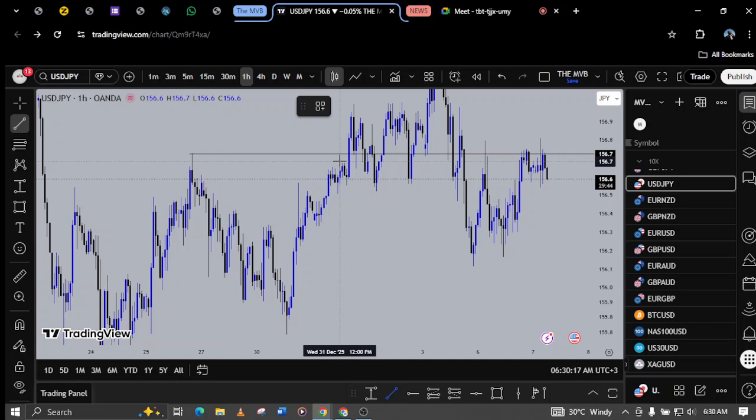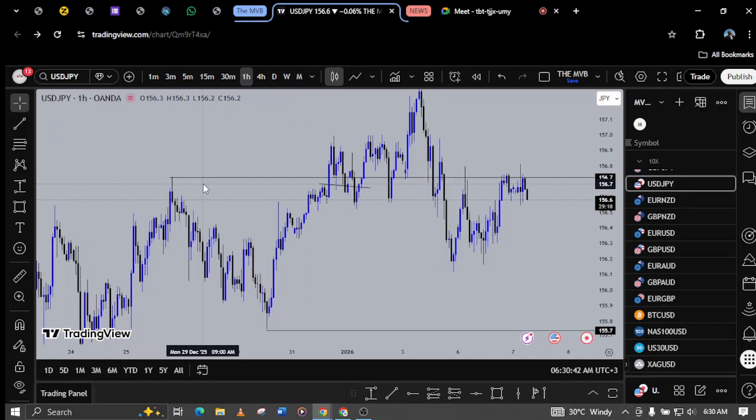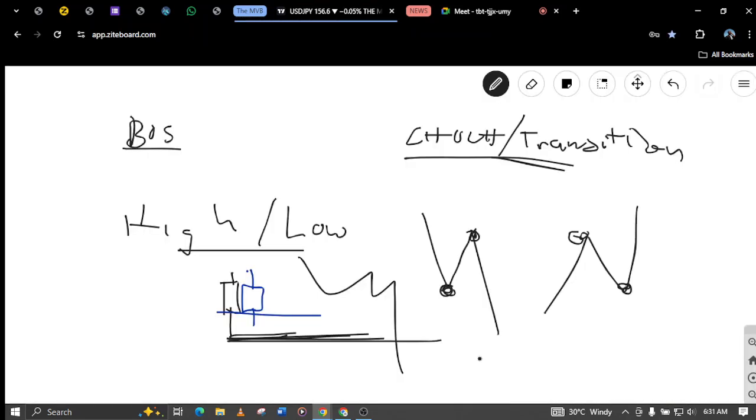So minor breaks are like the reaction point, no? For the market just to react for a small move and then continue to consume everything in the major. So that is the concept about the major and minor structure. Maybe you have any question? Yeah, I understand that area there.